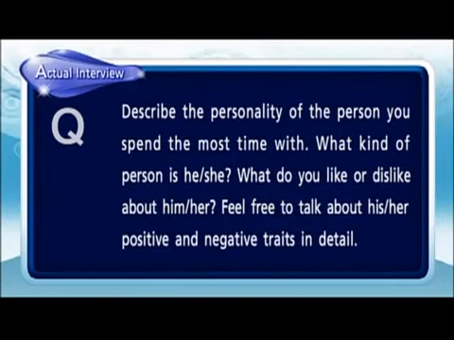Describe the personality of the person you spend the most time with. What kind of person is he or she? What do you like or dislike about him or her? Feel free to talk about his or her positive and negative traits in detail.